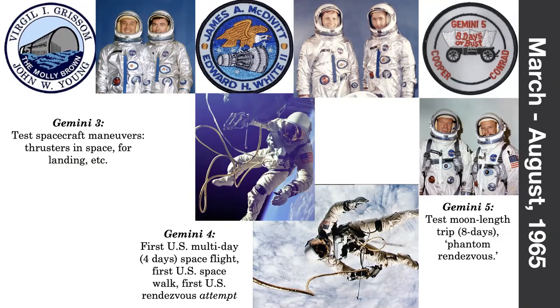And the American side, we had several missions testing various maneuvers, multi-day flights, first spacewalk, first rendezvous attempt, did not work out. Gemini 5 attempted what's called a phantom rendezvous, just lining up in a certain spot and pretending like you were actually going to try to dock with another ship. Gemini 5 also spent 8 days in space, which was the amount of time needed to go to the moon and back, showing that it was possible.